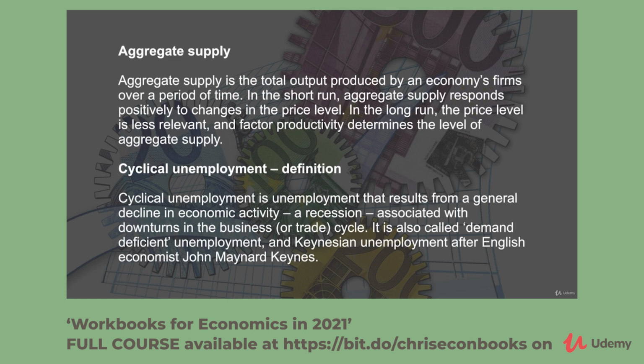Aggregate supply. Aggregate supply is the total output produced by an economy's firms over a period of time. In the short run, aggregate supply responds positively to changes in the price level. In the long run, the price level is less relevant, and factor productivity, that's land, labour, capital and enterprise, determines the level of aggregate supply.